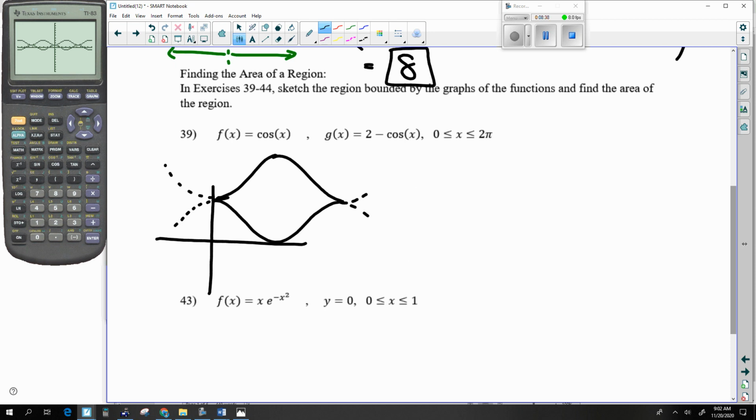Okay, so this is our area, and so the 2 is on the top, the g of x is on the top, the f of x is on the bottom. So this is on an interval from 0 to 2 pi of 2 minus cosine x minus cosine x dx.